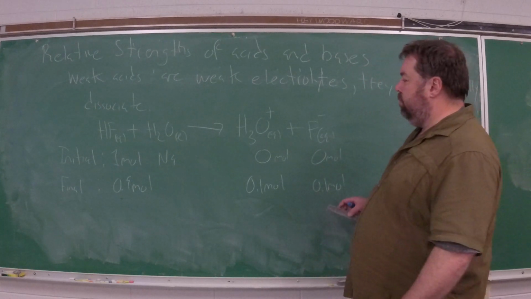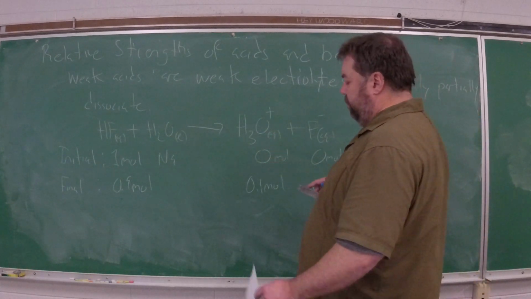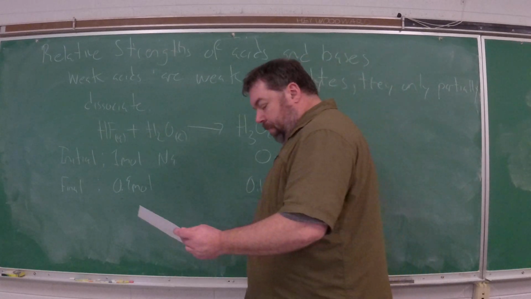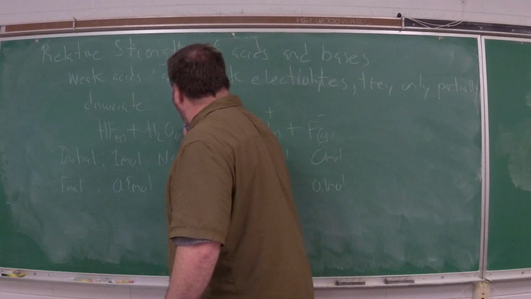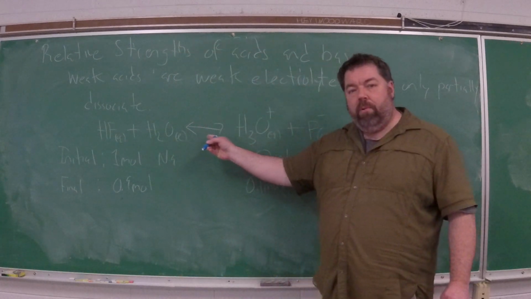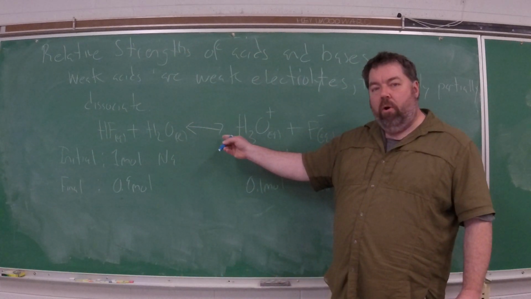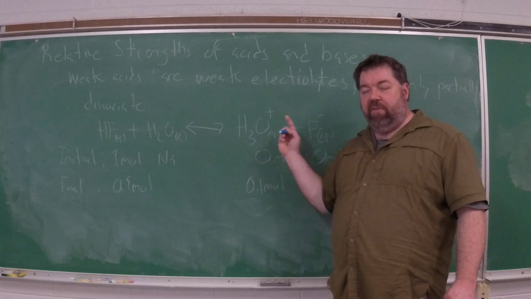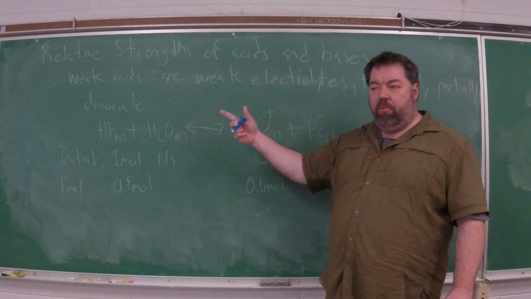And actually I goofed up here. It should have a two-way arrow. There should be a two-way arrow because it's a reversible equilibrium. It's dynamic equilibrium. You have some going in the forward direction, some going in the reverse direction.